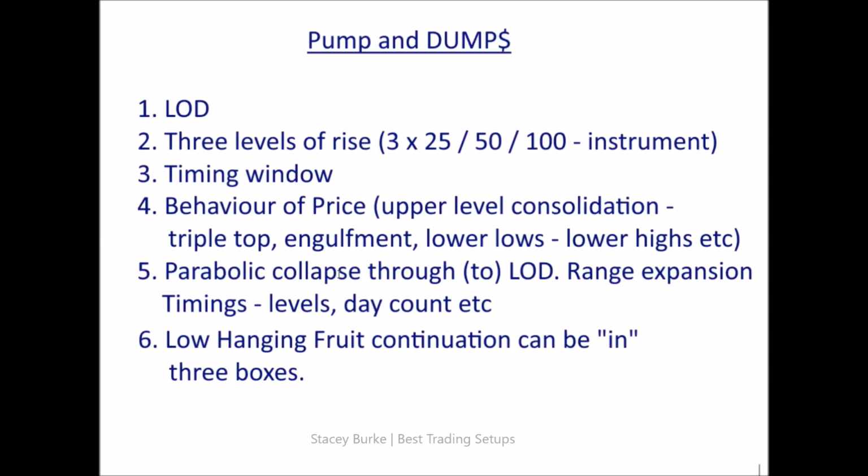If it's a continuation trade, pump and dump, we are looking for a possible range expansion. And again, that comes back to understanding the timings, the levels, and the day count. And the low-hanging fruit continuation can be in 3 boxes, which we'll review. You might be just below 50. The market may pump up to just above 75. So we're in 3 boxes, but we consolidate in that middle box. But by the time the market takes out the high of the day and collapses, we have more than 50 pips of tradable room for a parabolic profit target opportunity.